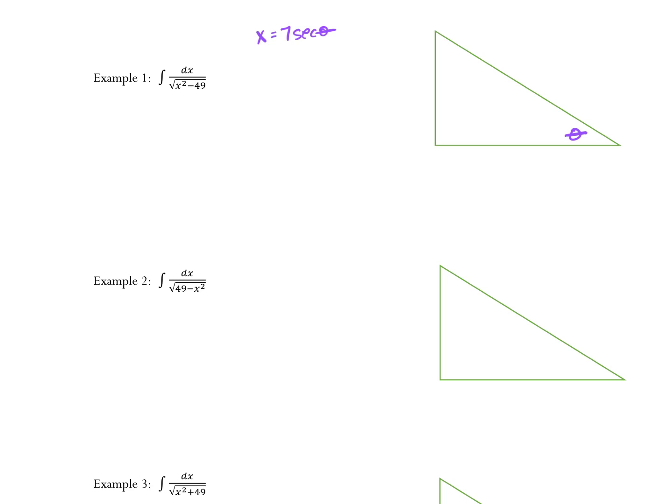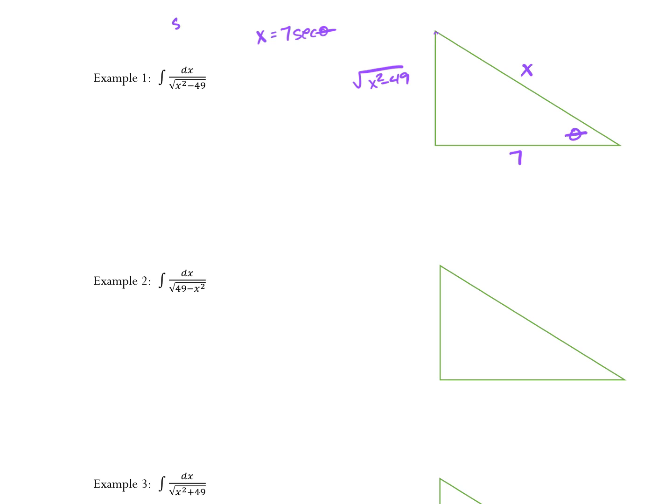What would that look like on my triangle if this is theta? Secant is, on the triangle, it might make more sense to think of it as hypotenuse over adjacent. So x is going to be your hypotenuse. 7 is your adjacent. And if we use the Pythagorean theorem, what does that make the other side? Why is secant x over 7?